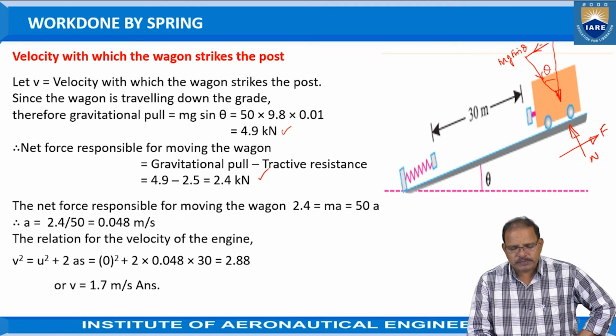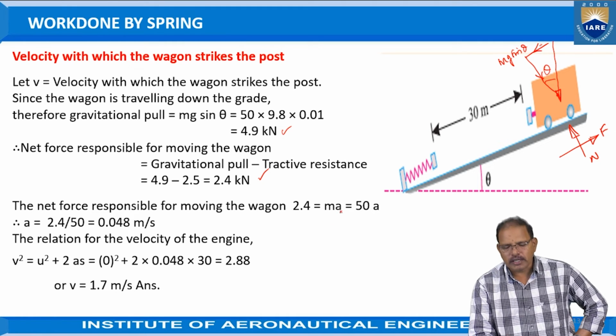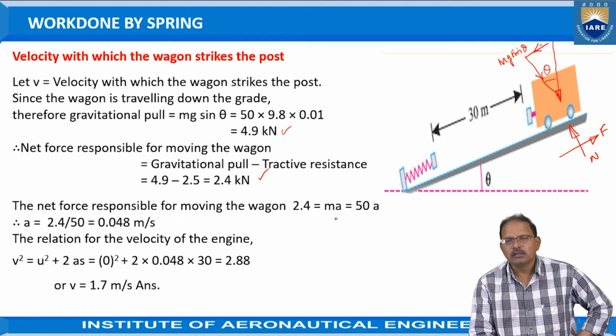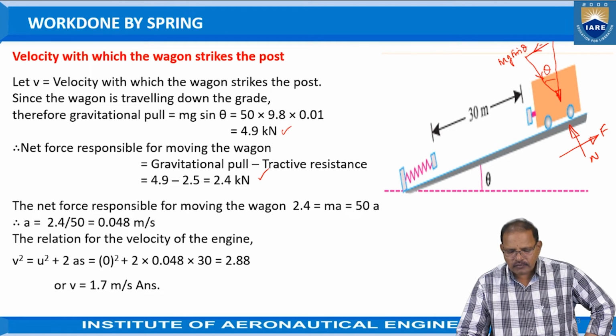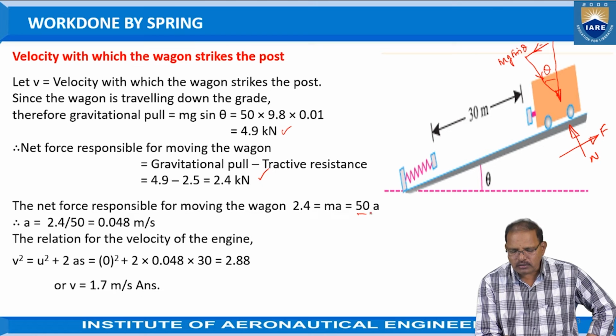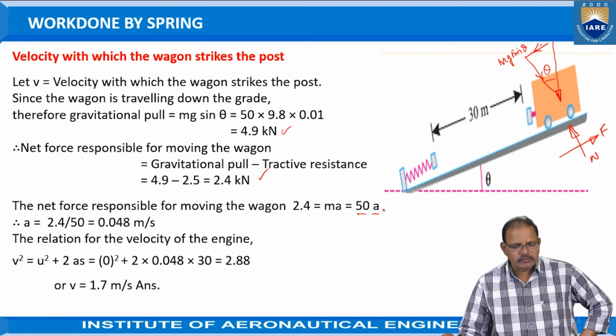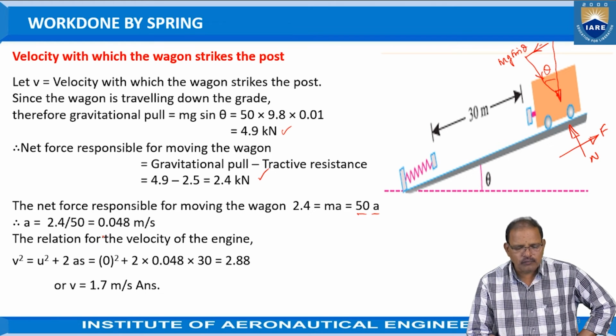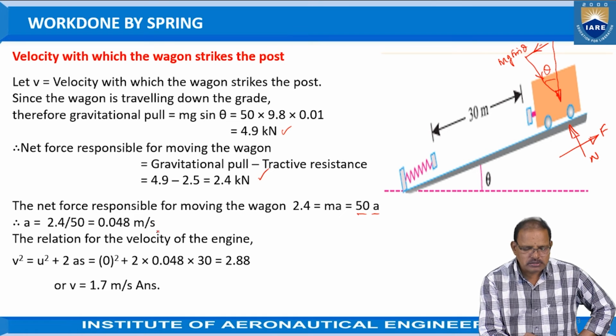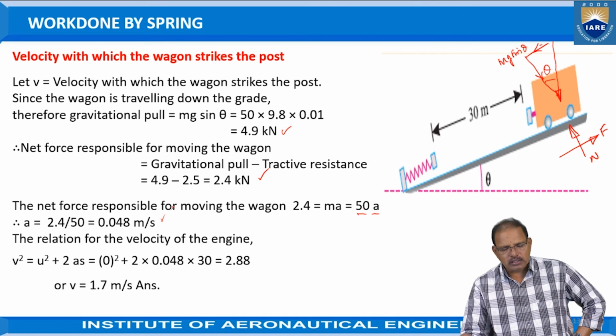So the net force responsible for moving the wagon is 2.4, which we can write as m into a, where a represents the acceleration with which the body is moving in the downward direction, and m represents the mass of the wagon, so it is equal to 50 into a. From this relation we get a is equal to 2.4 divided by 50, which is equal to 0.048 meter per second squared. This is known as the acceleration with which the body is moving down the plane.